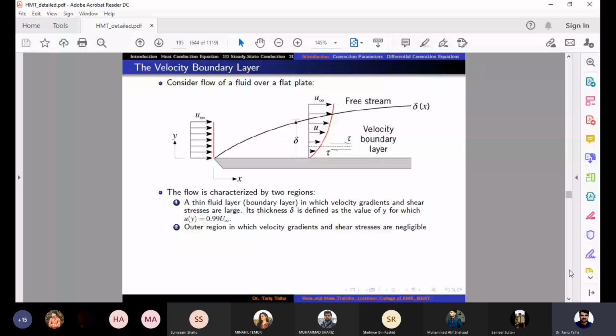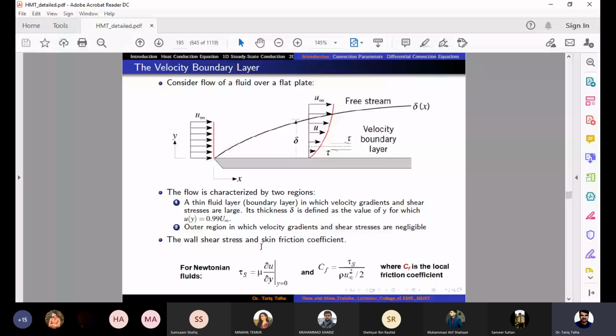Okay. So the inside region is called the viscous region, or we can also call it the boundary layer region. And the outer region where we have the free stream velocity is called the outer region, right? And then these are the formulas.